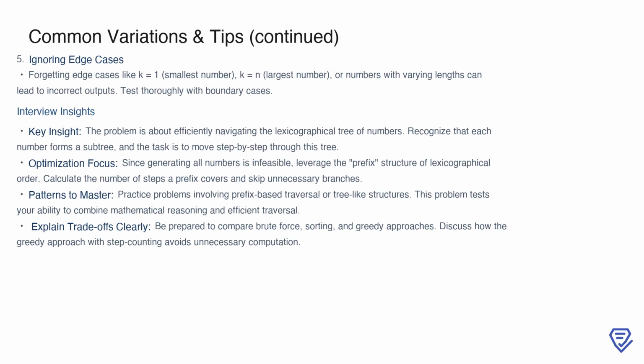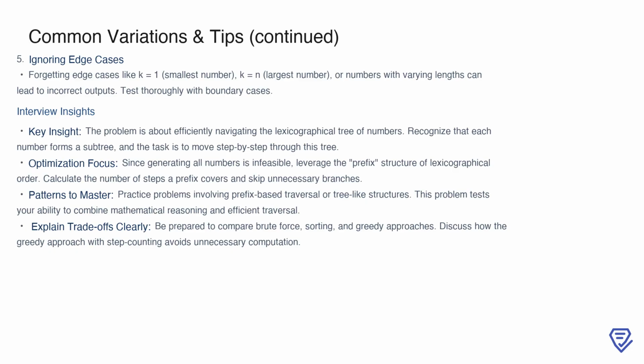Ignoring edge cases is another common pitfall. For example, when k equals 1, you're looking for the smallest number, and when k equals n, you need the largest. Numbers with varying lengths also introduce complexity, so it's crucial to test thoroughly with boundary cases. Now, let's focus on key insights for interviews.